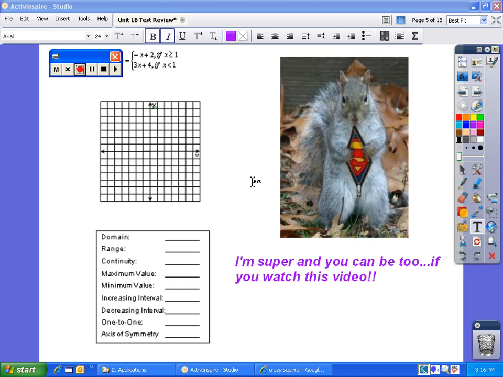I tried to put some music on there for you, but there's no music this time because I didn't want the thing to screech again. So instead I'm going to just put cute little pictures. So as you can see, here we have Super Squirrel, and Super Squirrel is saying that I'm super and you can be too if you watch this video.